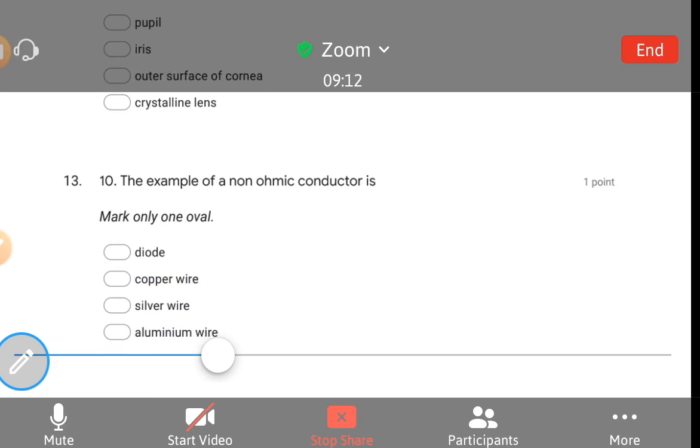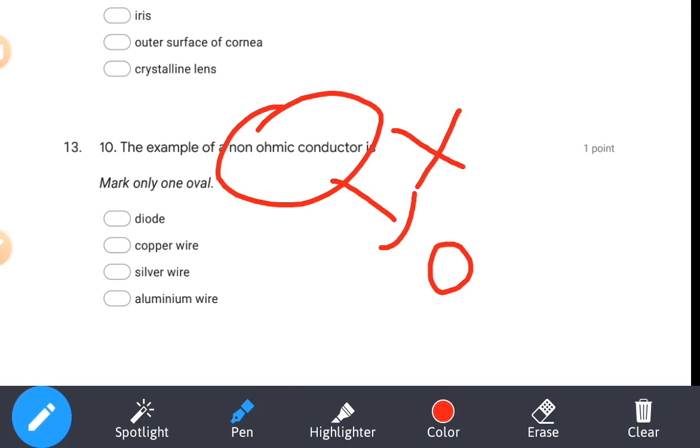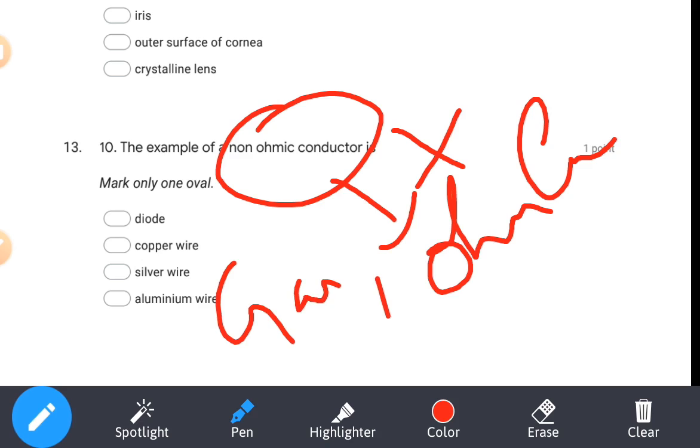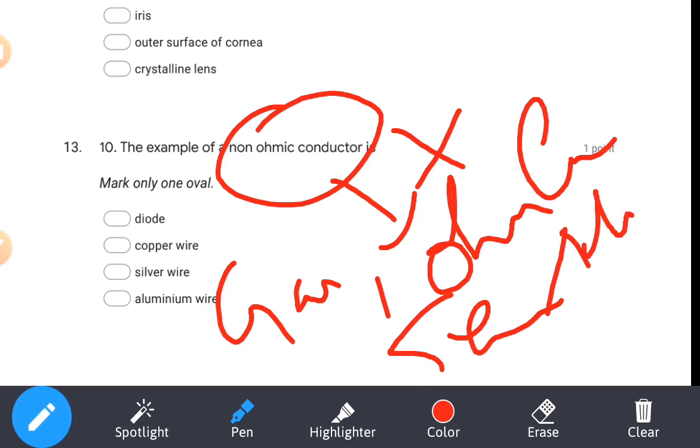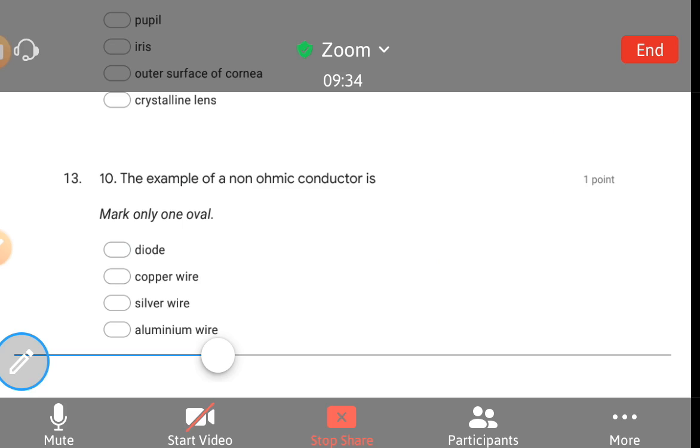An example for a non-ohmic conductor. What is meant by a non-ohmic conductor? The conductor which doesn't obey Ohm's law is called a non-ohmic conductor, like gaseous conductors and semiconductors, like diodes and transistors, which come under semiconductors. So what is our answer? Option number A is our answer.